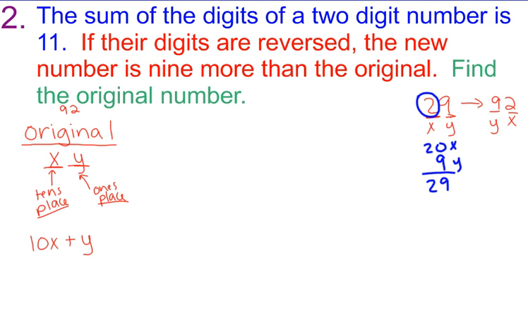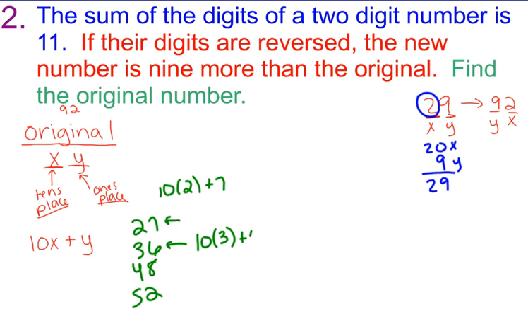So what I want you to do right now is think about any number I could put in here. Let's not even worry about it adding to 11. Let's just pick a whole bunch of numbers: 27, 36, 48, 52. Okay, there are some random numbers I picked. To represent these numbers using variables, think of me plugging into this formula. Would I get the number? 10 times 2, because that's my x, right? Plus 7. Does that make 27? Yes. 10 times 3 plus 6. Does that make 36? 10 times 4 plus 8.